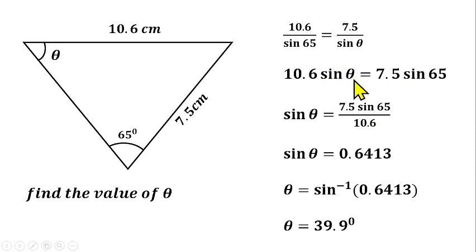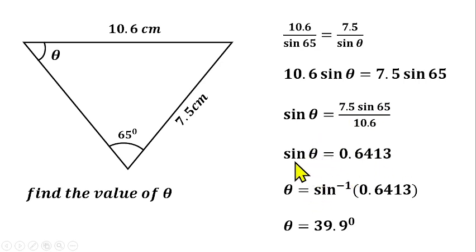From there, our aim is to find theta. So what do we do? We divide both sides by 10.6. Theta is an angle, so it's a trigonometric ratio. If you understand trigonometric ratio, you know what to do from here. But if you don't, please visit my video on trigonometric ratio so that you understand what you are going to do here. You can divide both sides by 10.6, so that will give us sine theta equals 7.5 sine 65 over 10.6. From there, if you simplify this with your calculator, you have 0.6413.